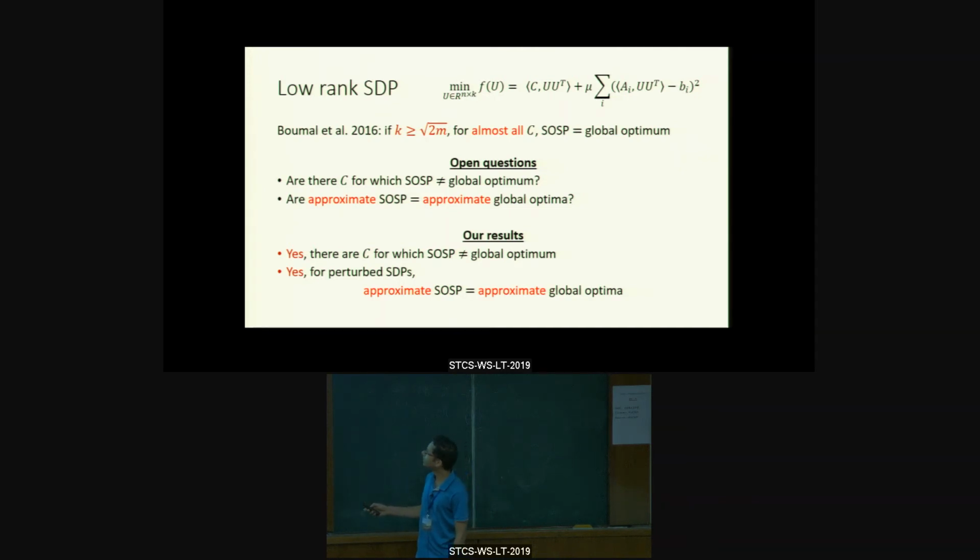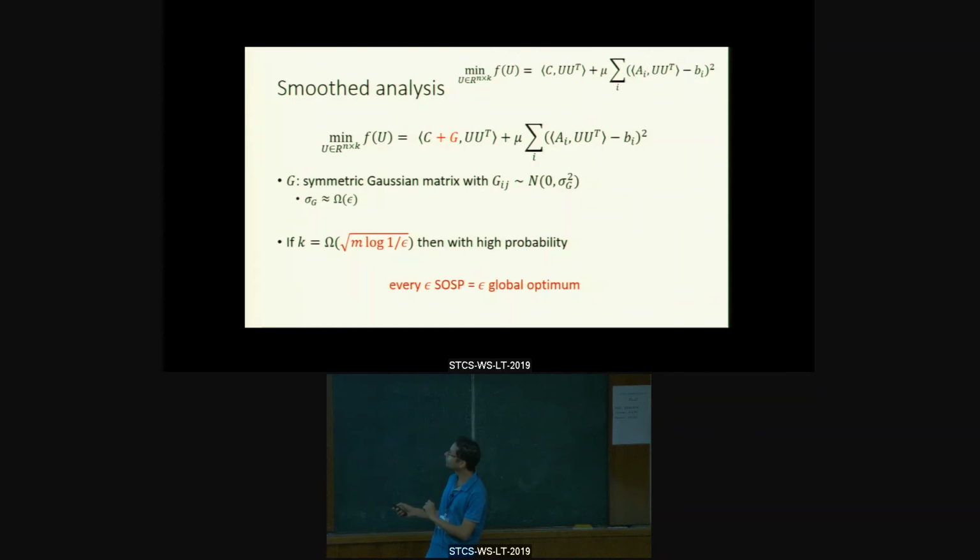Okay. So let me be a bit more concrete about this second statement. When I say perturbed, we look at the problem in the smoothed analysis sense. What I mean by that is we are given a problem which has the parameter C, the matrix C, the matrices A_i, and then the scalars b_i, right? We consider the same problem with the same A_i and b_i, but then C is actually perturbed additively by a random Gaussian matrix G. So we have C plus G, where G is a random Gaussian symmetric matrix with each entry of standard deviation epsilon.